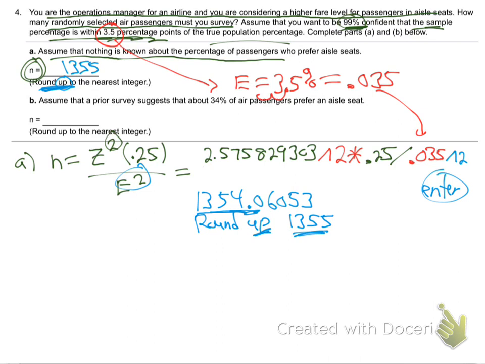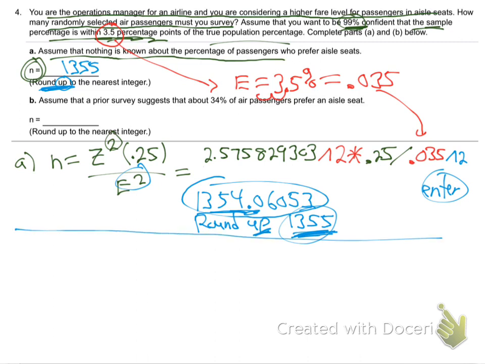Well, basically, more people always produces stronger data. That's why we round up. We need to talk to exactly 1354.06. Well, you can't talk to 0.06 of a person, so you talk to another person, and you get more accuracy. So that's part A.